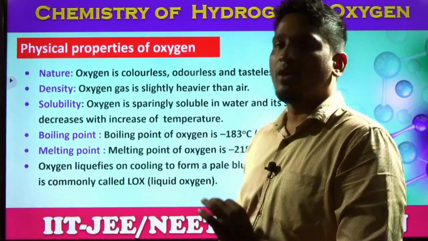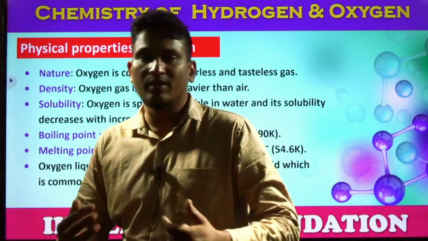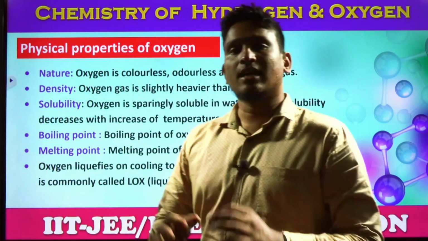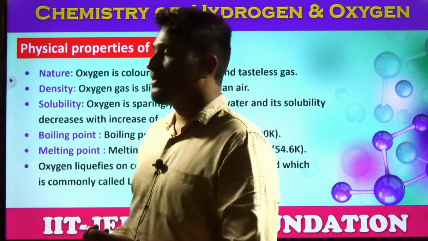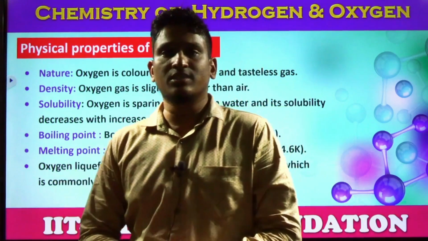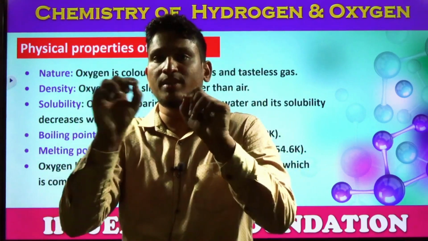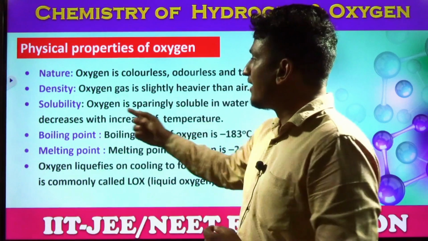Next, physical properties of oxygen. Physical properties means color, taste, melting point, boiling point, solubilities. First, nature. Oxygen is a colorless, tasteless and odorless gas. Simple. Density. Oxygen gas is slightly heavier than air. What is density, students? Mass per unit volume is called density. That means the number of molecules in unit space is called density. So you have to remember that oxygen is slightly heavier than air. Next, solubility.